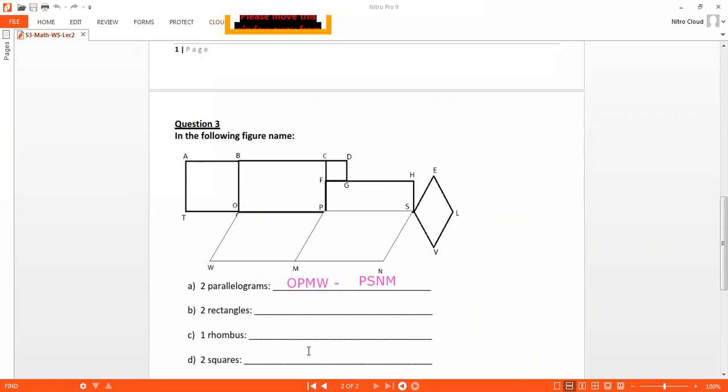Yalla Rena. Give me a rectangle. BCPO. We go clockwise, Rena, okay habibti? Like the clock moves, clockwise. Okay. Yalla, give me another rectangle. FHSP. Perfect. Thank you Rena.